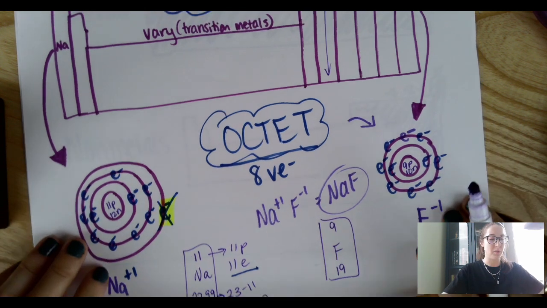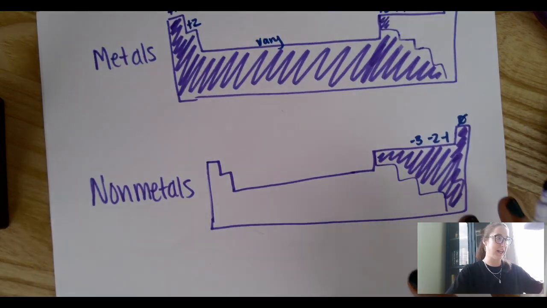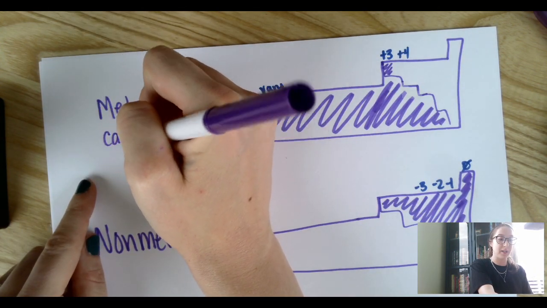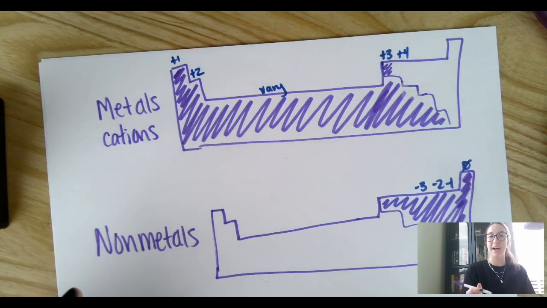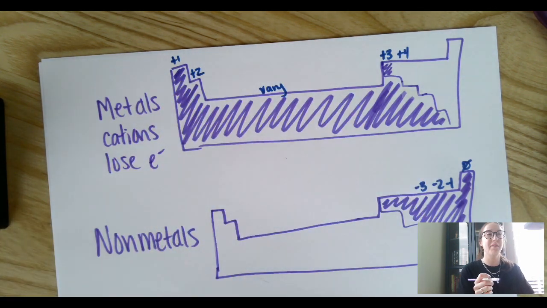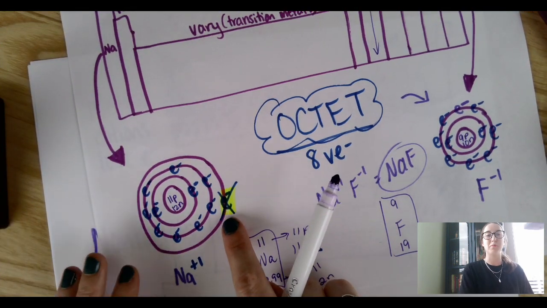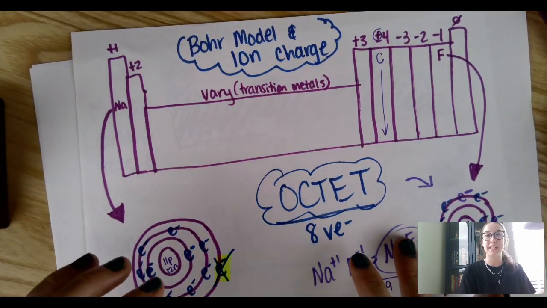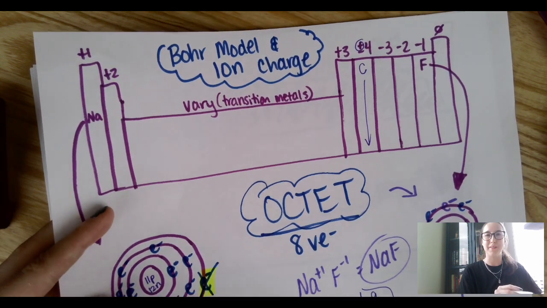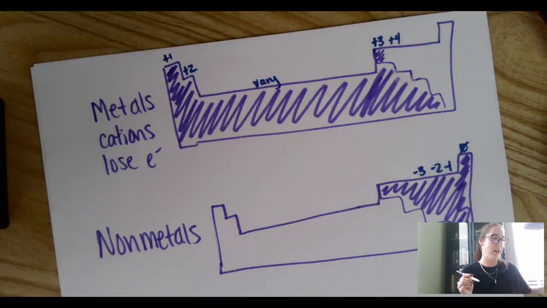So there you go. Bohr models and ion charges. Just to recap, metals will always take a positive charge. They're going to be your cations, so positive ions, taking a positive charge because they lose electrons. They want to give up those electrons in that outer ring. If it were a +2 charge, then they'd get rid of 2 electrons on their outer ring, because again, underneath, they've got that full stable octet shell.